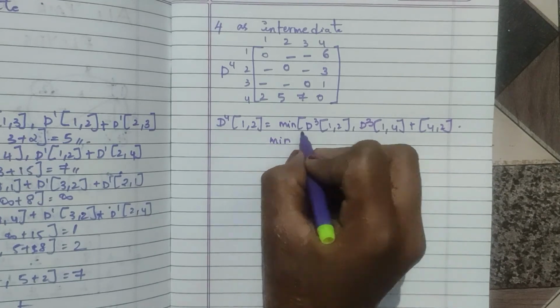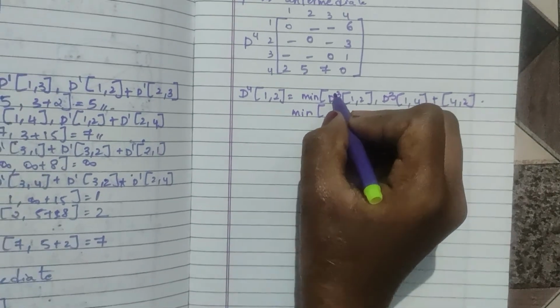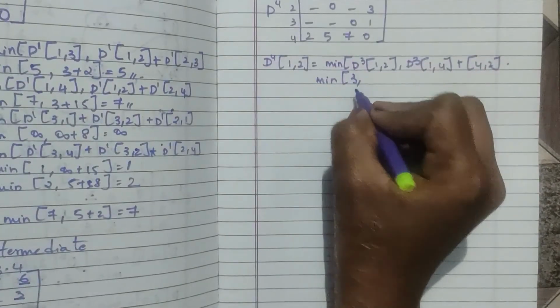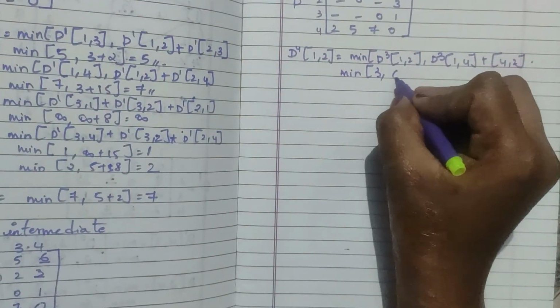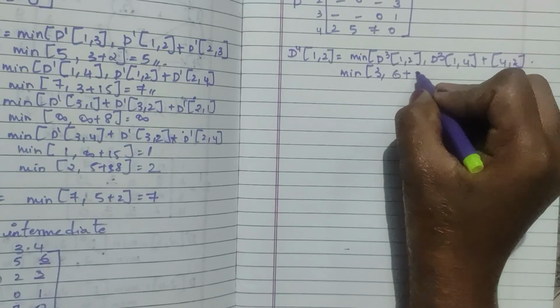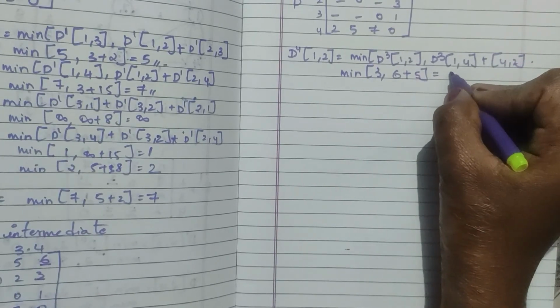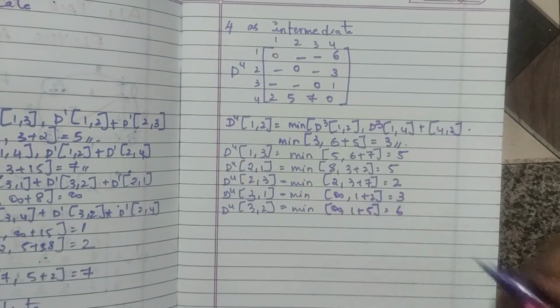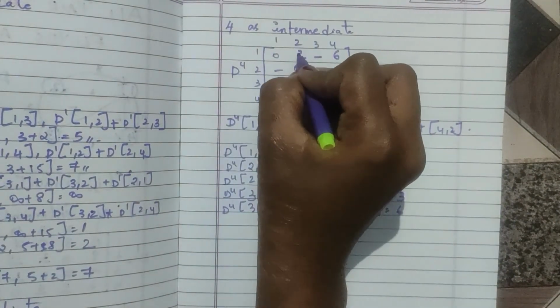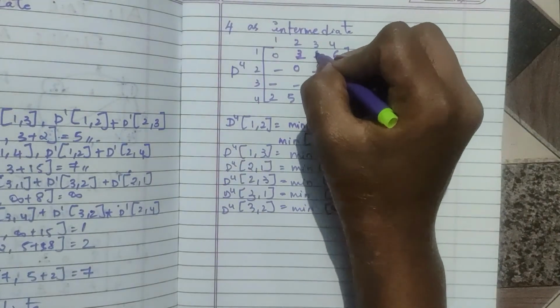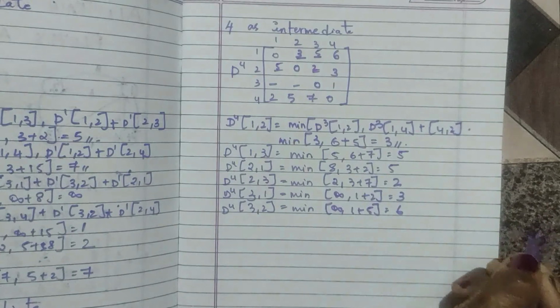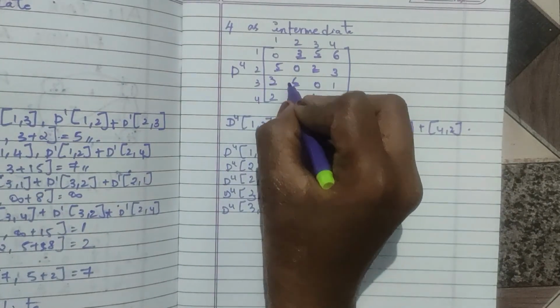Now we get the minimum value from the D3 table. So D3 tables, 1 to 2 it's 3, 1 to 4 it is 6 plus 5. So the minimum value is 3. Now here I have found out the values. Now let's update it in the table. So here it is 3, and then 5, again 5, 2, 3 and 6.